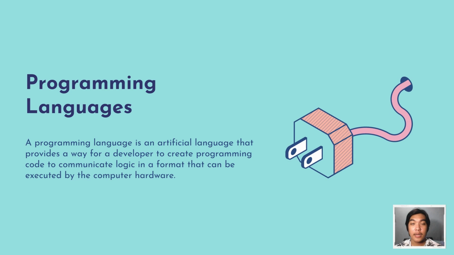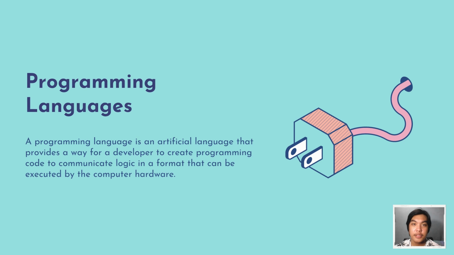Developers create programs using one of several programming languages. A programming language is an artificial language that provides a way for a developer to create programming code to communicate logic in a format that can be executed by the computer hardware. Over the past few decades, many different types of programming languages have evolved to meet a variety of needs. One way to characterize programming languages is by their generation.